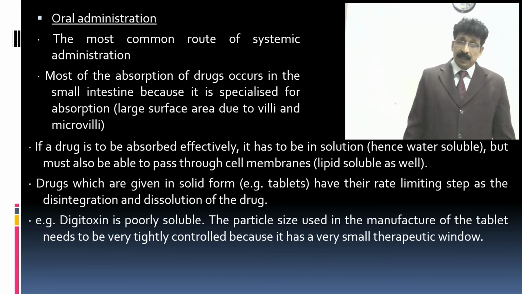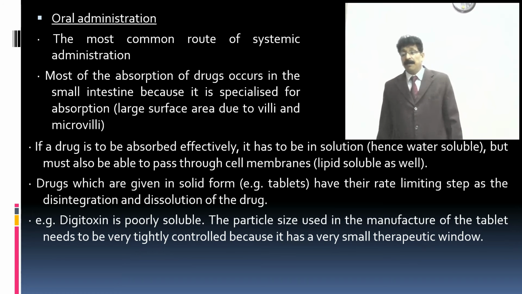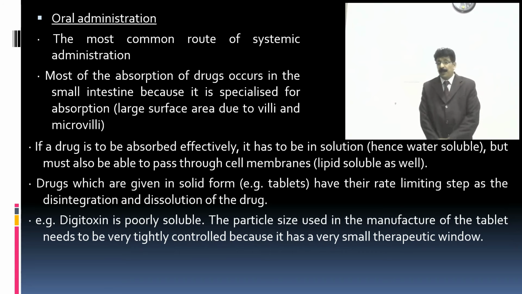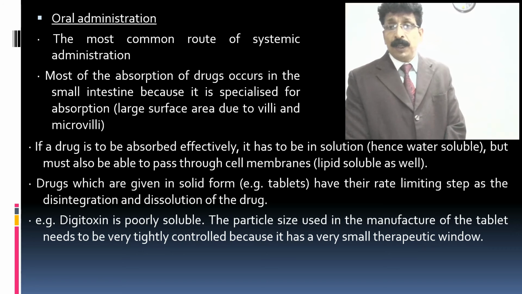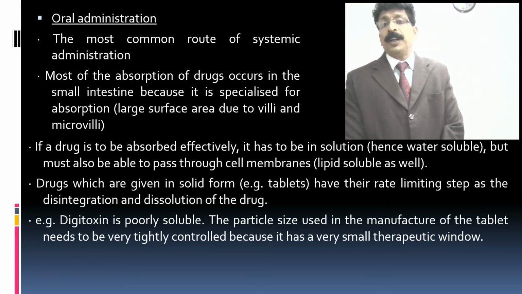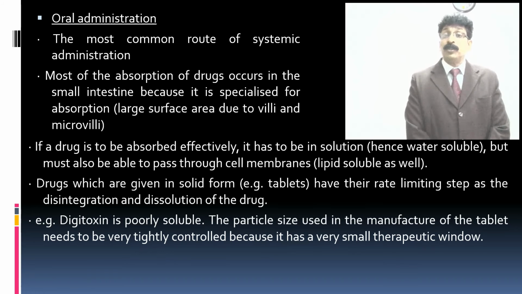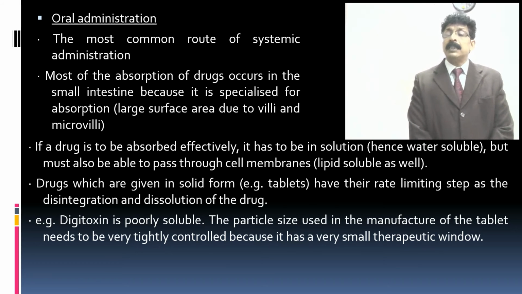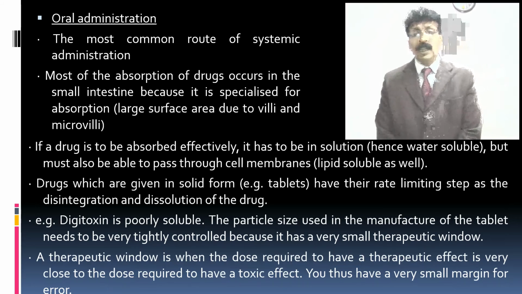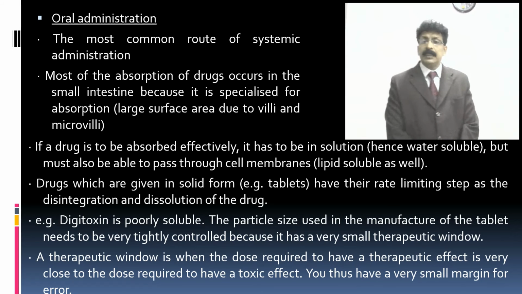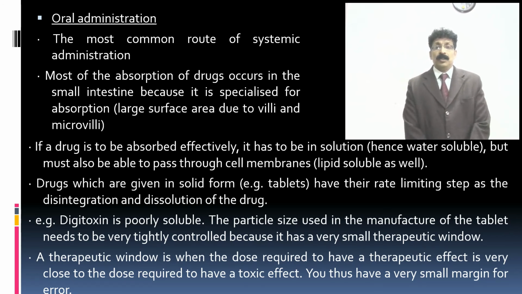Suppose some of the drugs are such that if 20 milligram is the action dose, even 1000 milligram may not be toxic. So that is, the therapeutic window is wider. But when the therapeutic window is narrow, we should be very careful in formulating them. Also we should be very particular that the dosage should not be increased by any means when you are giving a formulation. So a therapeutic window is when the dose required to have a therapeutic effect is very close to the dose required to have a toxic effect.